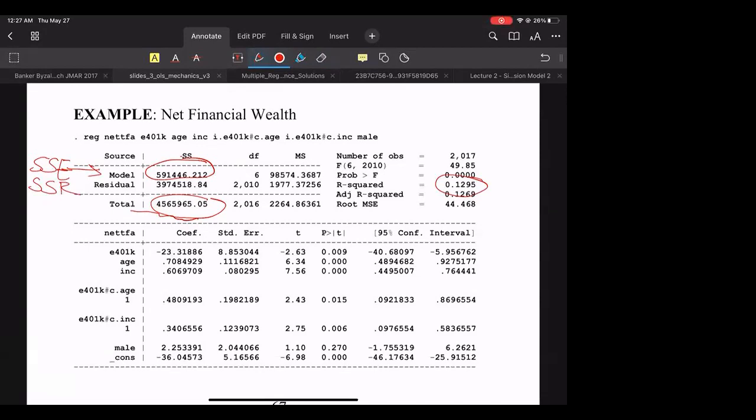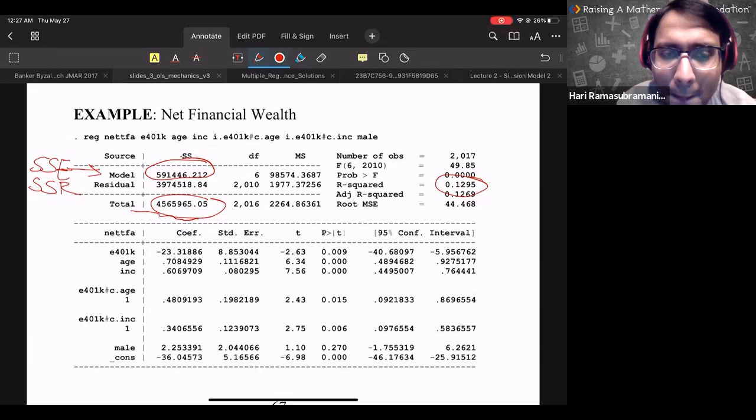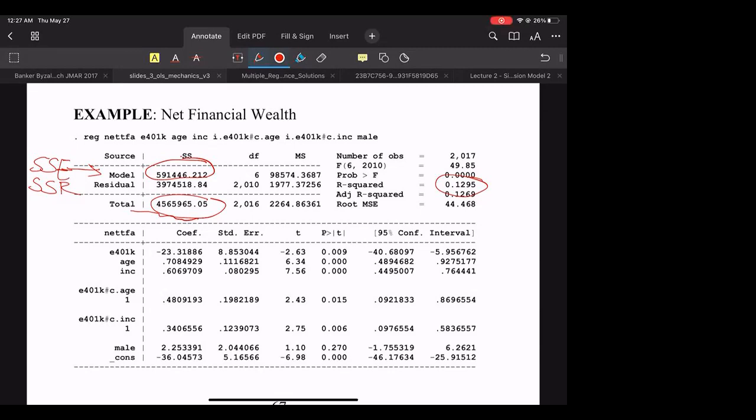I shouldn't have brought out my calculator for that. Sorry? I shouldn't have brought out my calculator for that. Should have just seen it right there on the screen.